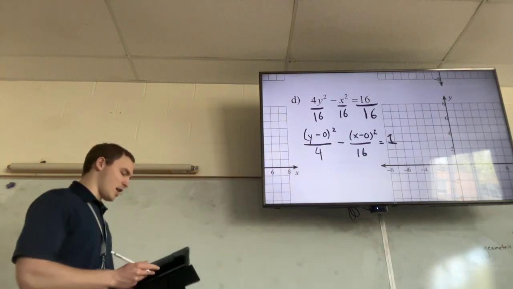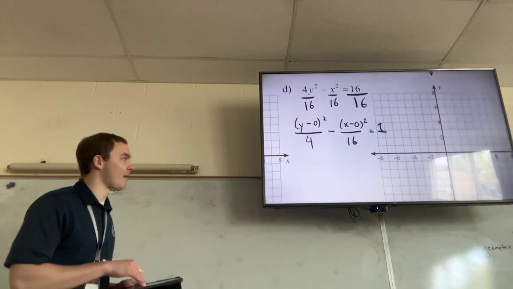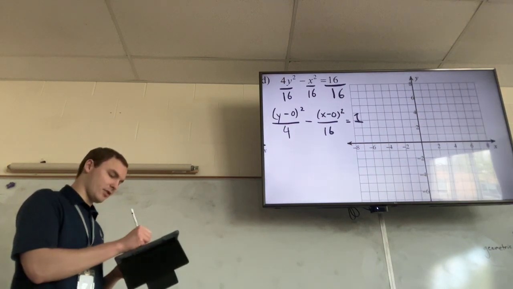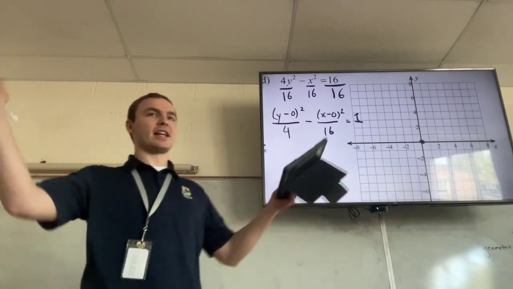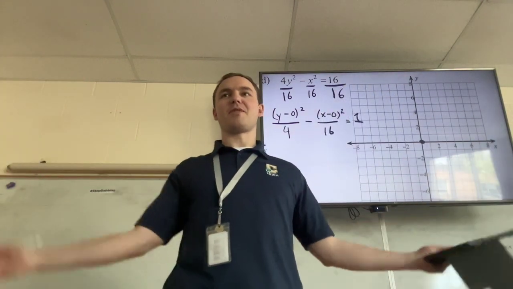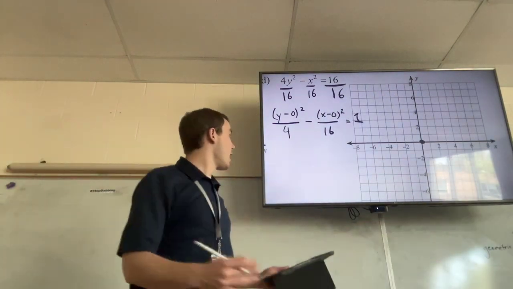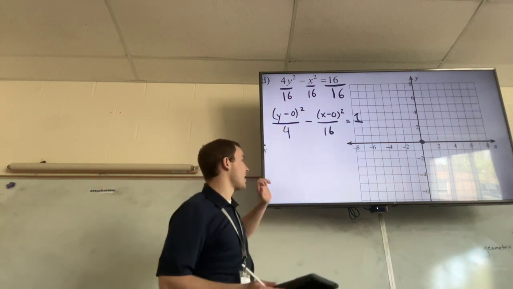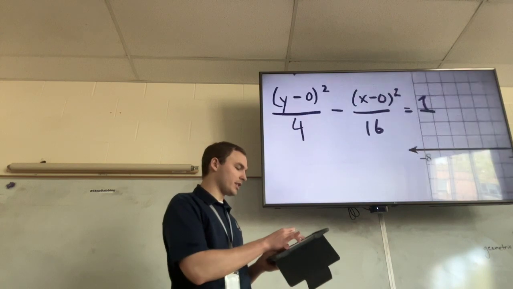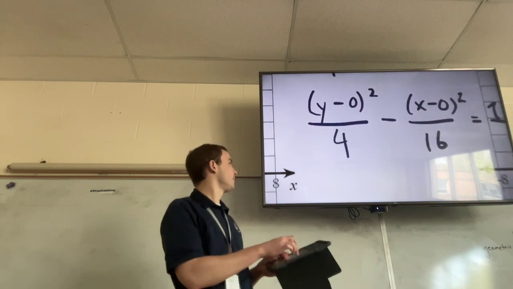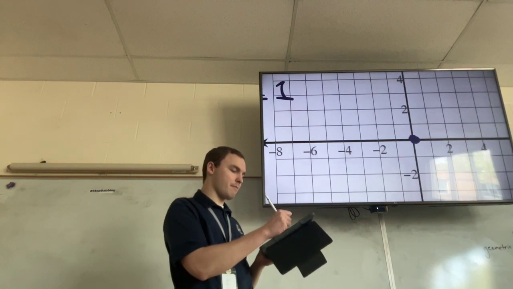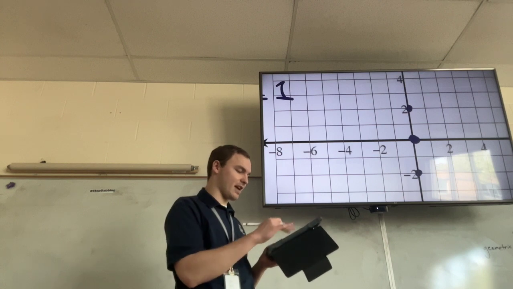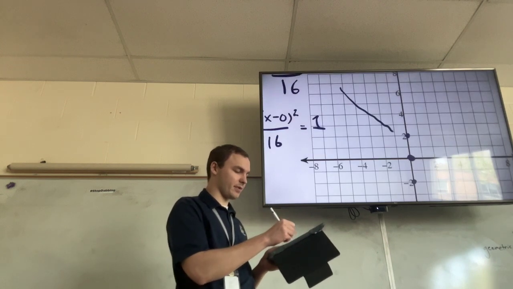All right, so what's my center? 0, 0, okay. Is this a vertical hyperbola, like up and down, or a side-to-side hyperbola? Up and down, right? And that's because the y comes first, okay? What's the square root of the number below y? So I'm going to go up 2, make a dot, down 2, make a dot, and then draw your little u's facing away from each other.